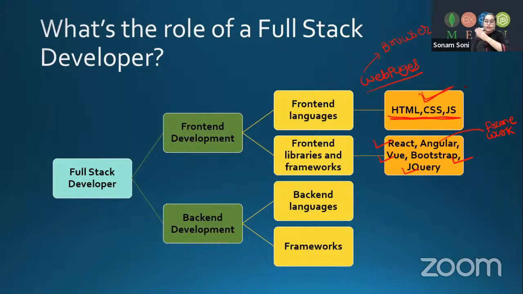jQuery is a little advanced version of JavaScript, you can say. Bootstrap, with the help of that, you can make your website responsive. Responsive means a single website will give you a different output or different look and feel on desktop, laptop, tablets, and mobile phones. So like that, you are going to work with this. So these are the different libraries and frameworks that we have to work with the front end.